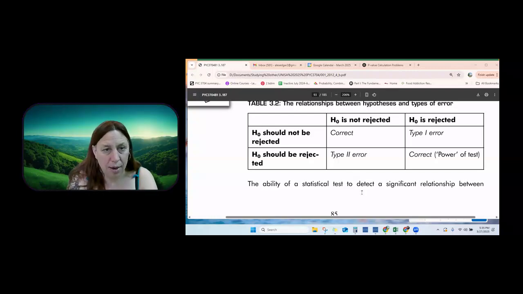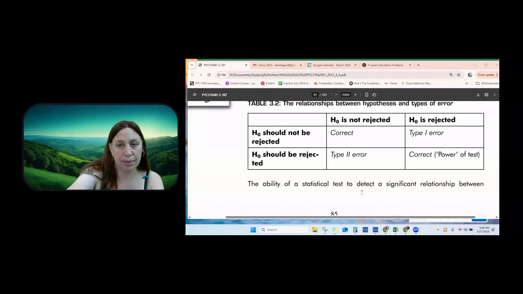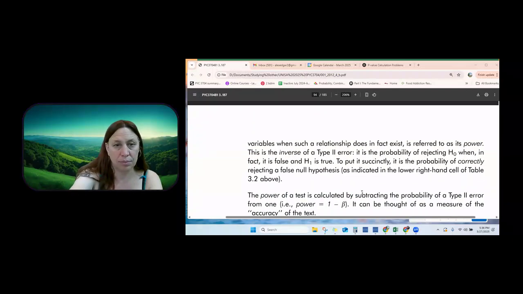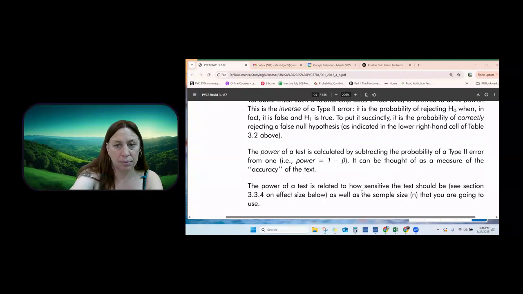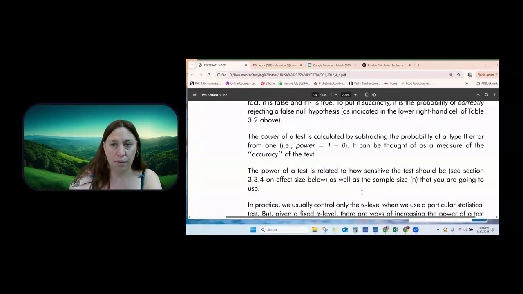Now, if we are right that the null hypothesis should be rejected and we reject it, then we have a test that has statistical power. In other words, it's sensitive enough to pick up a real result in the numbers. And the power of a test is calculated by subtracting the probability of a type 2 error from 1. In other words, power equals 1 minus beta. So it's an inverse relationship.